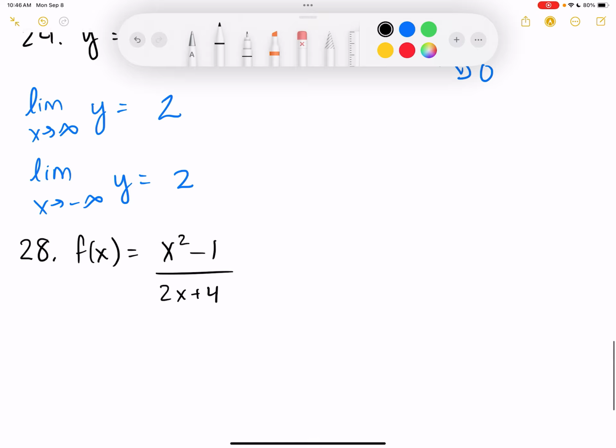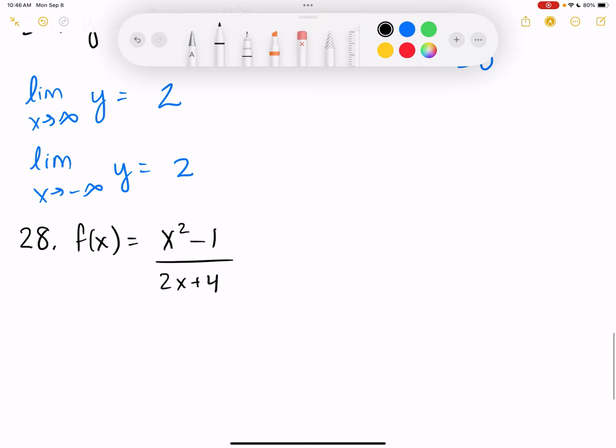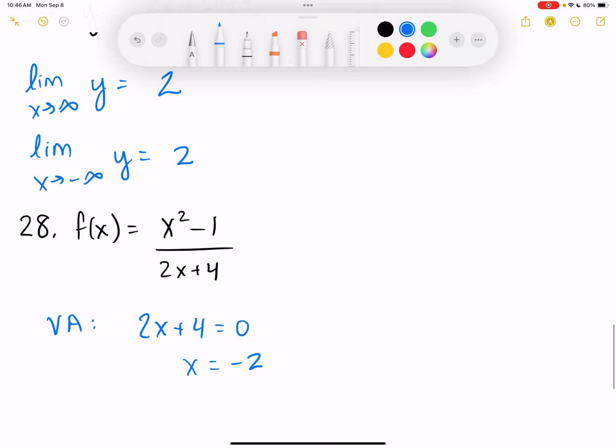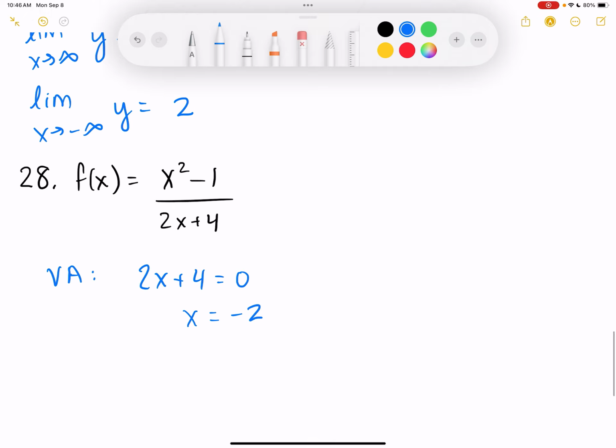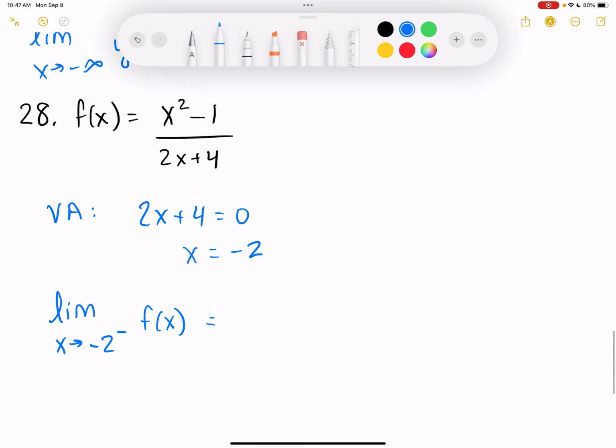Do you remember how to find vertical asymptotes? No, it's been a while. It was like at the bottom equal to 0. Yep. So you set the bottom equal to 0, so 2x plus 4 equals 0, so x would be equal to negative 2. And they're always equations like x equals something, just like horizontal asymptotes are y equals something. So now what they want us to do is say the limit as x approaches negative 2 from the left of f of x, and then we'll also do the limit as x approaches negative 2 from the right of f of x.